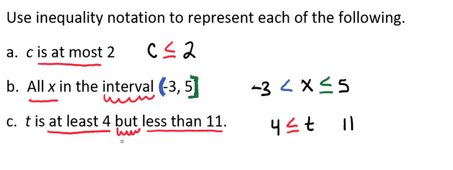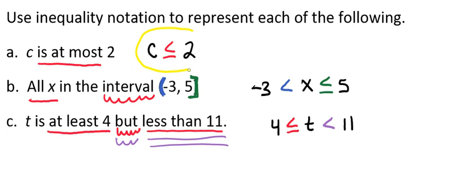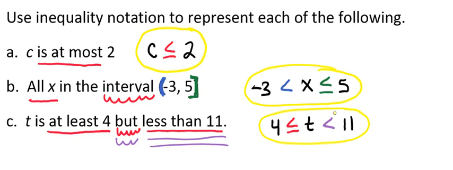Let's just put that in a different color so you can see that a little bit better. But less than 11. So that means t must be less than 11. And so that's going to be our symbol there. So here we have inequality notation representing each of those following statements.